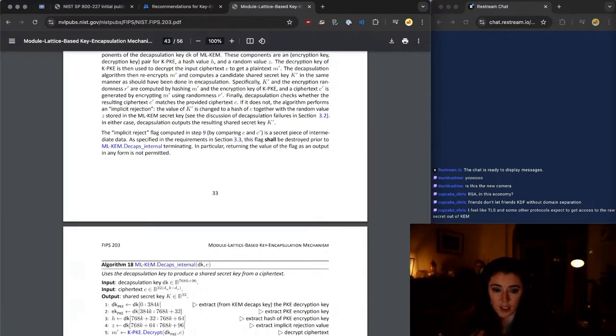Chris says, I feel like TLS and some other protocols expect to get access to the raw secret out of the KEM. Yeah, except TLS does a bunch of other stuff with that raw secret. Like it gets shoved into the TLS 1.3 key schedule, the same place that the elliptic curve Diffie-Hellman shared secret would get shoved. And there's a whole bunch of other key schedules and domain separated and labeled extract and expands with HKDF. It's really, really nice.